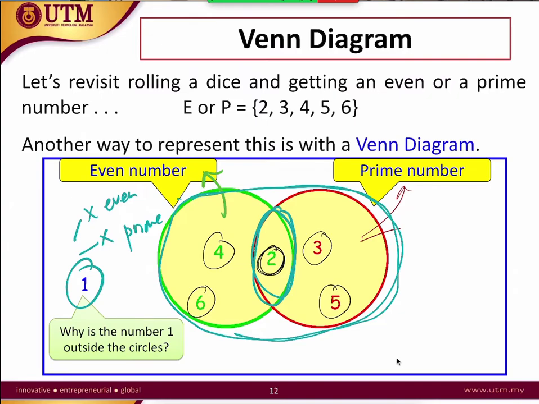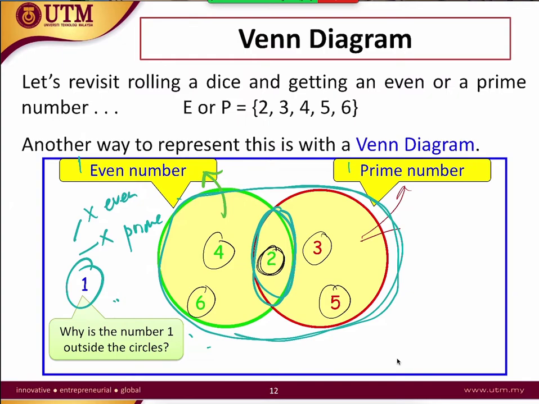So any outcome that is not the event that we want, remember, for this one we are only interested in even numbers and prime numbers, so the outcome will be outside of the Venn diagram, outside of the circles.